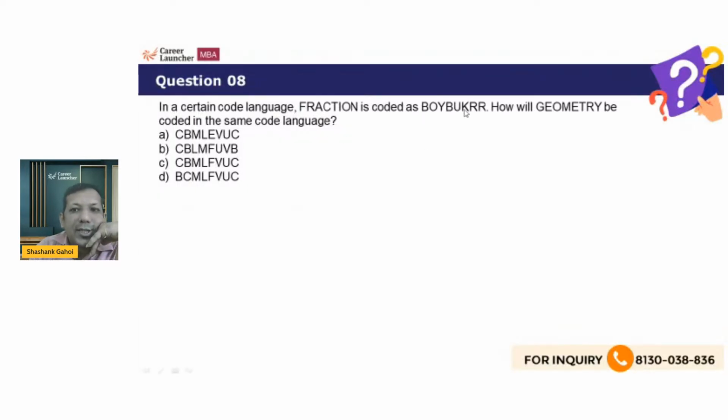Fraction is coded as this. Geometry, how will geometry be coded as? So what are we going to do? We are going to take the same approach that we have taken so far: write it in the corresponding numbers. F is 6, R is 18, A is 1, C is 3, T is 20, the rest I'm not worried about.